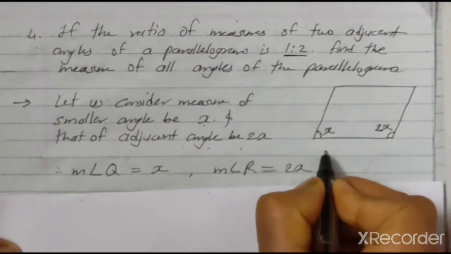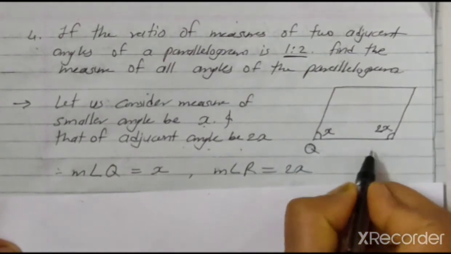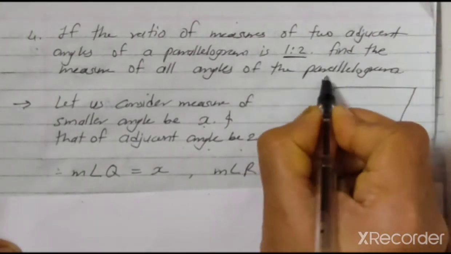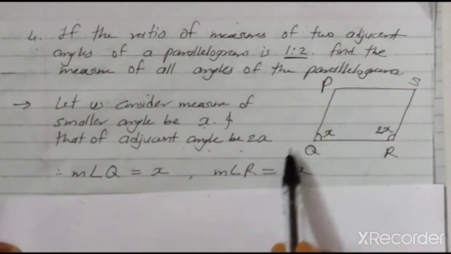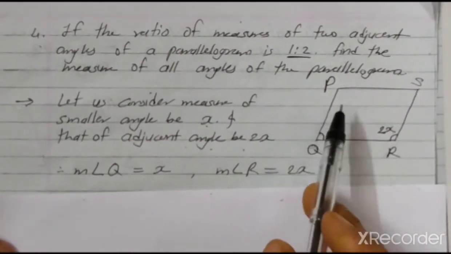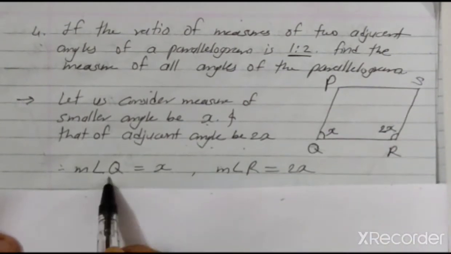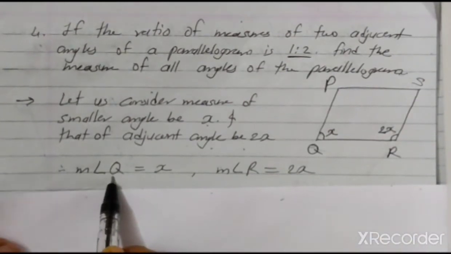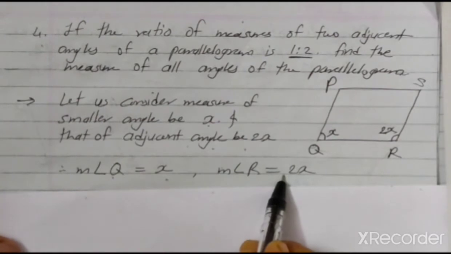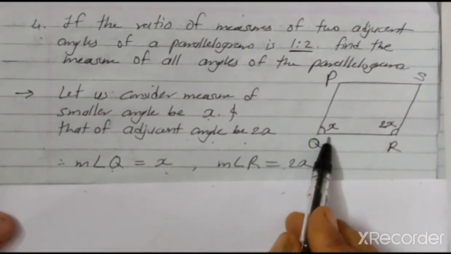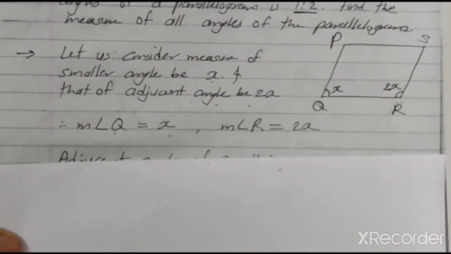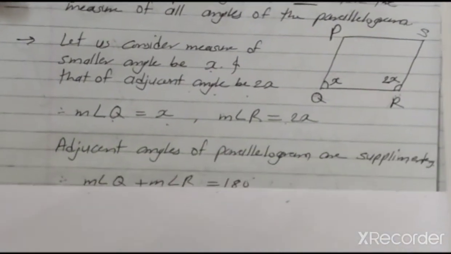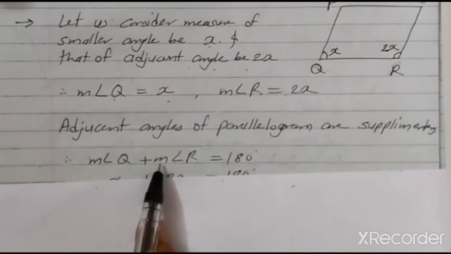So here I am taking, suppose point Q, this is R, and this is point S. So this is our quadrilateral parallelogram PQRS. So from this figure, measure of angle Q is equal to x, R is equal to 2x. Again we know that these two angles are adjacent angles. So by using the adjacent angle property, both angles are supplementary.